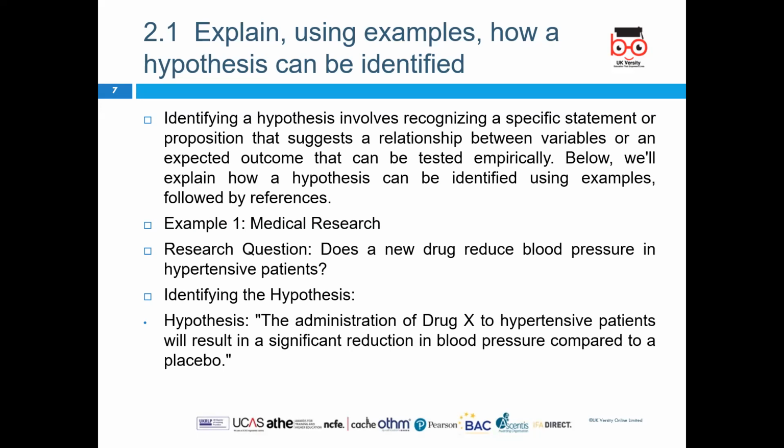identified as: the administration of drug X to hypertensive patients will result in a significant reduction of blood pressure compared to a placebo effect. The placebo effect is where a patient is given a simple formulation with no medical composition, just to see the impact on how the body reacts. So here you formulate the hypothesis: the administration of drug X to hypertensive patients will result in a significant reduction in blood pressure compared to a placebo.